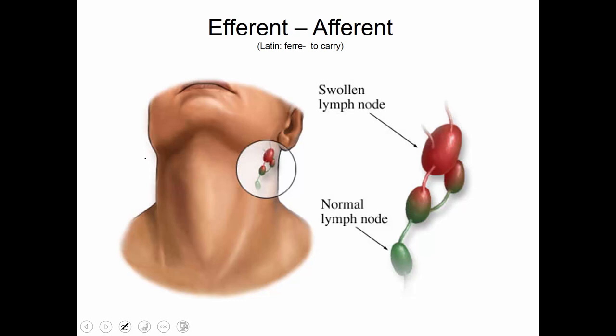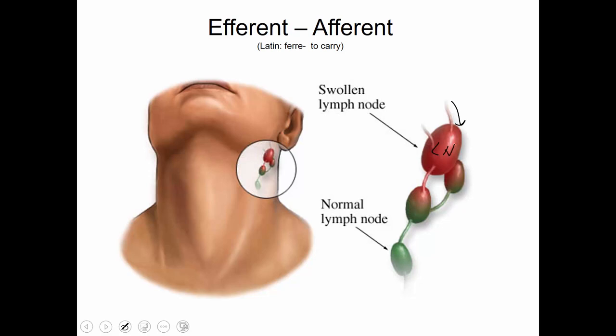The terms efferent and afferent, okay, to carry. Afferent to carry to, efferent to carry away. So if you think about that, it's all relative to your frame of reference. In this case, we're talking about lymph nodes, okay? And if you look at lymph nodes, you have lymph vessels that are carrying lymph into the lymph node. So this lymph vessel is an afferent lymph vessel. It's carrying it to this lymph node.